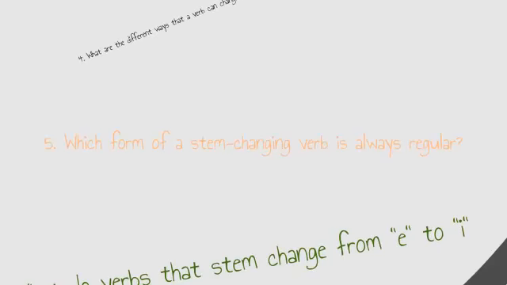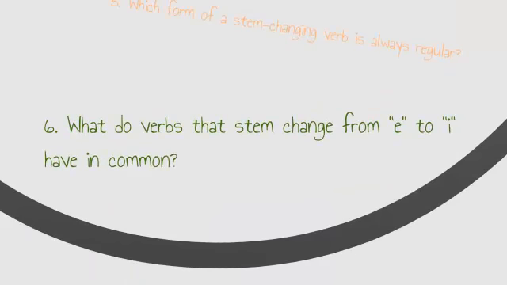Okay. Number 5, which form of a stem changing verb is always regular? Which form of a stem changing verb does not change its stem? All right, and lastly, what do verbs that stem change from E to I have in common? Remember, we discussed that there's one thing that all of those verbs have in common, the ones that go from E to I.